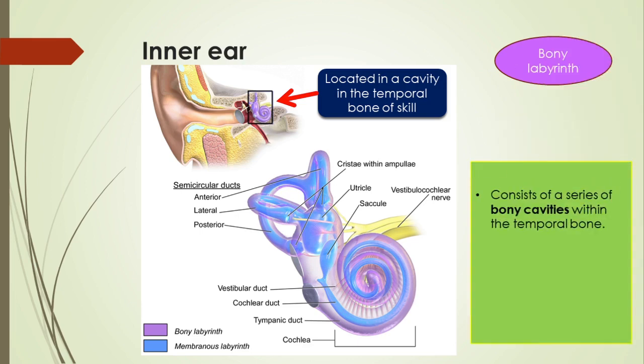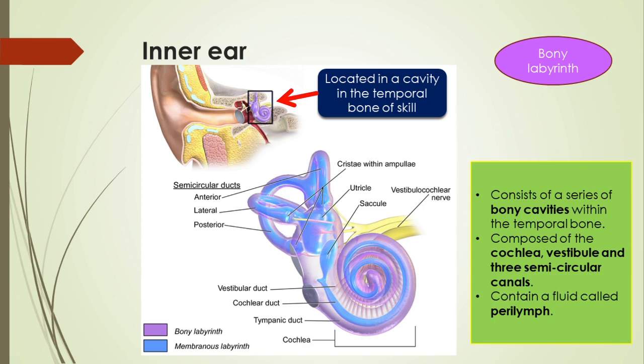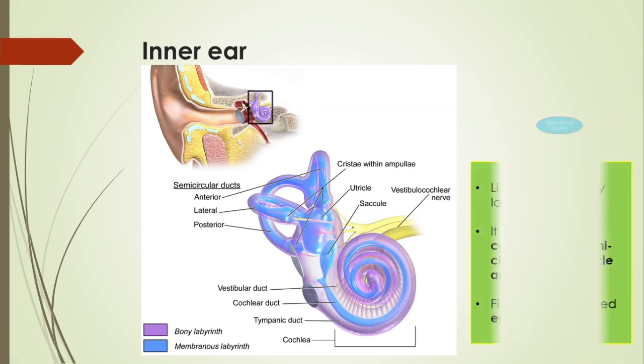First, let us see about bony labyrinth. Bony labyrinth consists of a series of bony cavities within the temporal bone. The bony labyrinth is comprised of cochlea, vestibule and three semicircular canals. The bony labyrinth is filled with a fluid called perilymph.